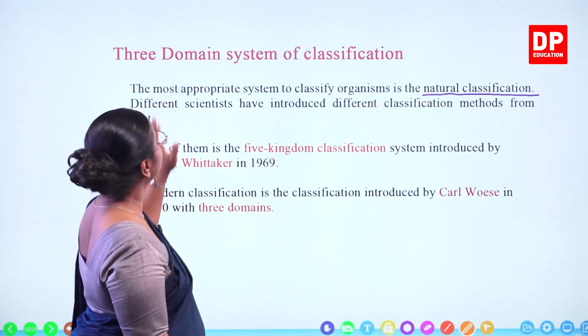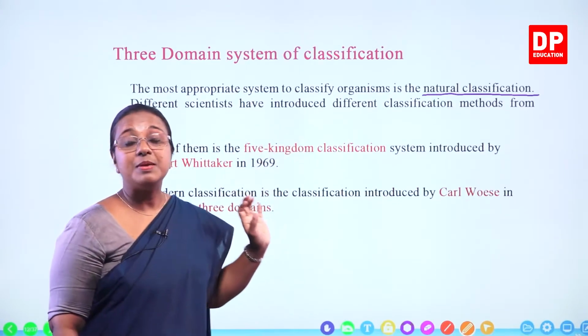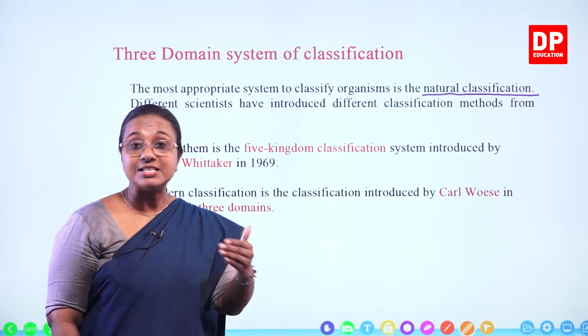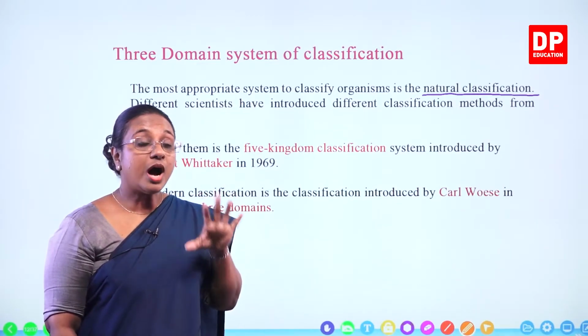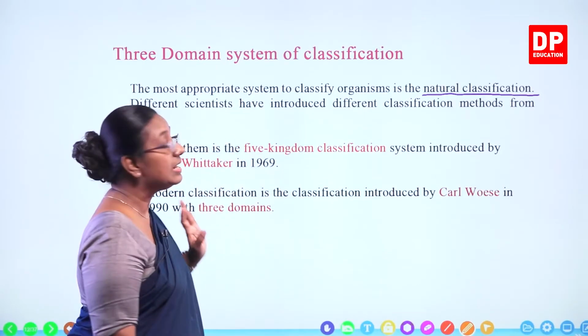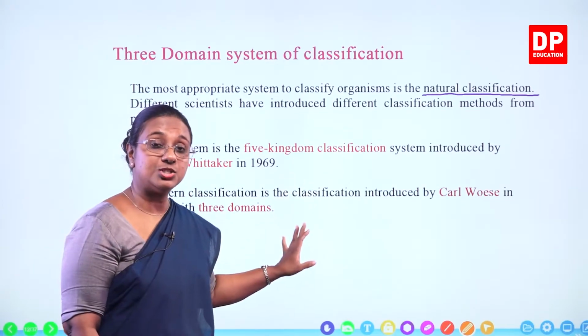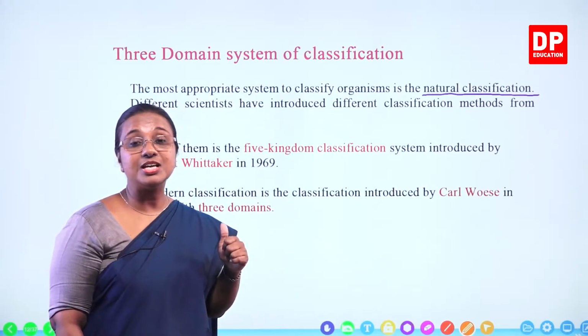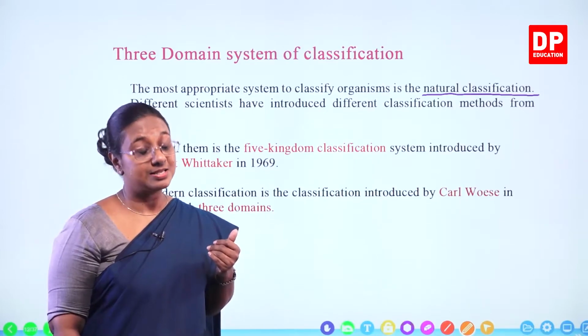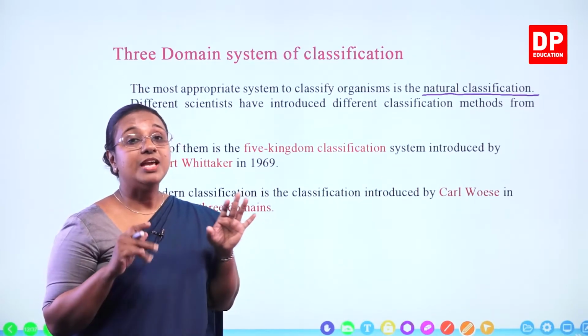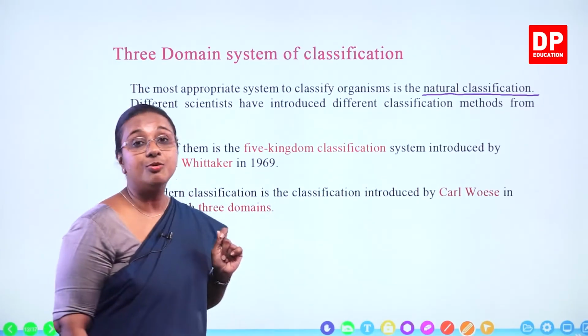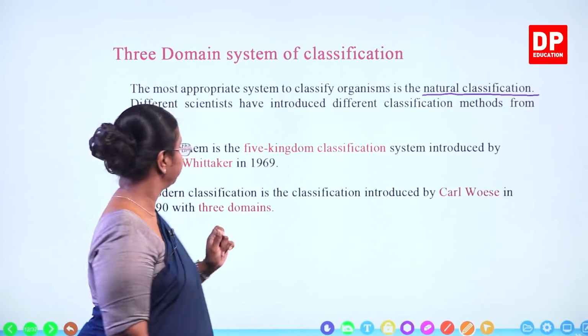Because of that, different scientists have introduced different classification methods from past. So under natural classification, different people have attempted to classify organisms. So out of those, the most commonly accepted ones are these 2, the 5-kingdom classification and the 3-domain classification. But now, we currently use the 3-domain system of classification.